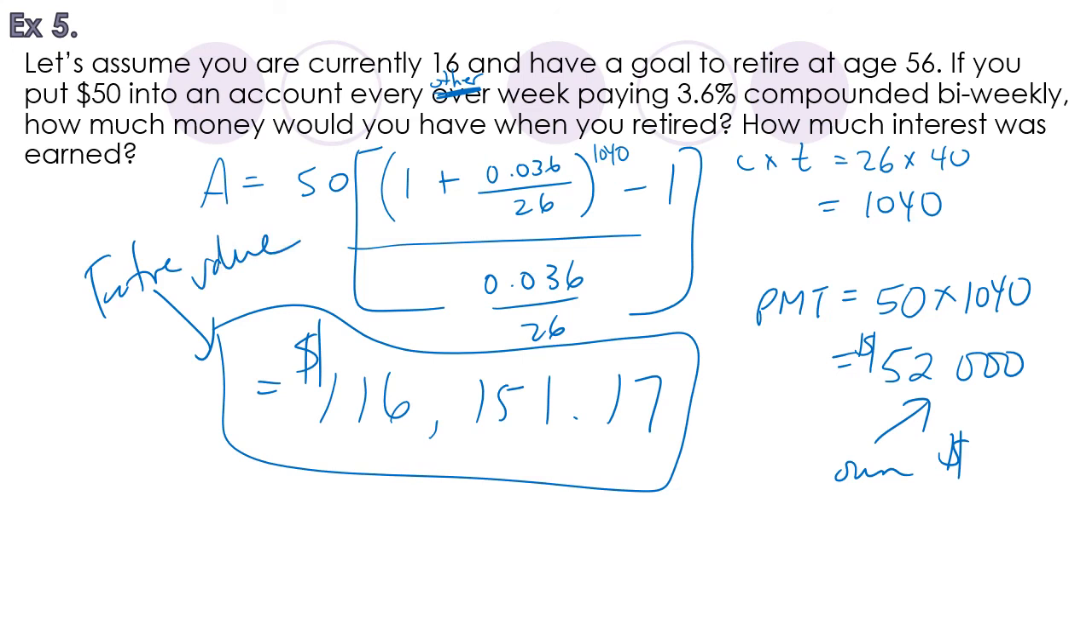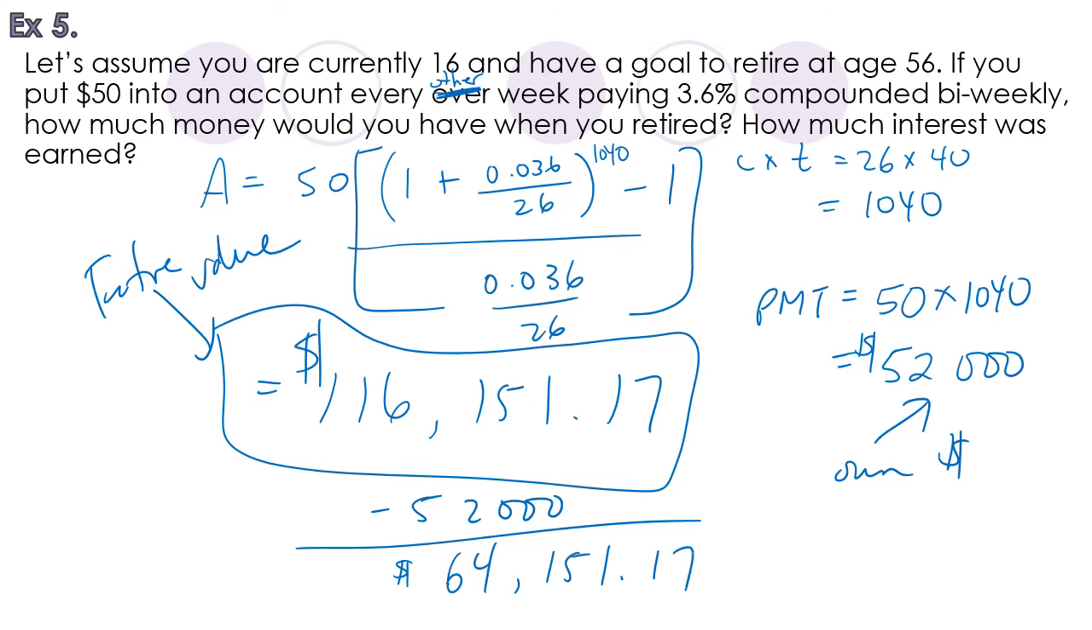How much interest did we earn? Well, let's subtract 52,000 of our own money. If you do that, you realize that you over doubled your money. You earned $64,151.17 for free. Not bad. And not bad that when you retire at 56, you'll have a little nest egg there in addition to maybe any other savings you and your significant other might have, or any other investments or pensions that you might get in your full-time employment.